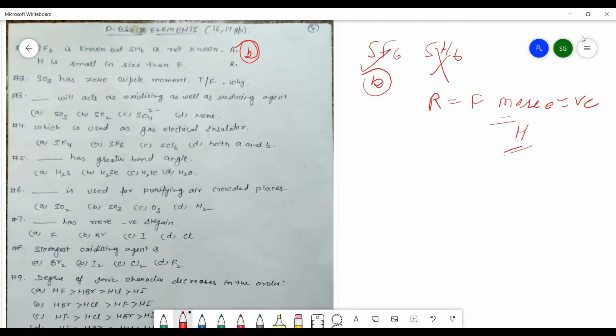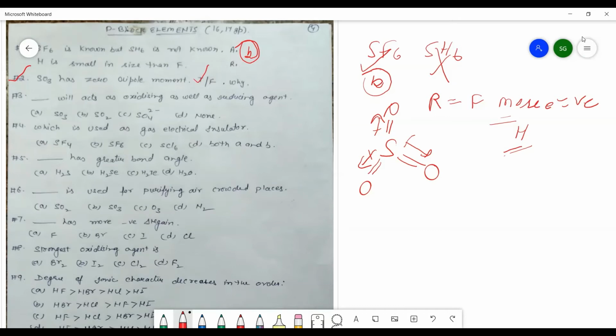SO3 has zero dipole moment. If it is true, why is it so? So you draw the structure for SO3 first. SO3 has this kind of structure, trigonal planar. Now you can see the bond moments will be in this manner, subtractive, so it has zero dipole moment because of this structure.